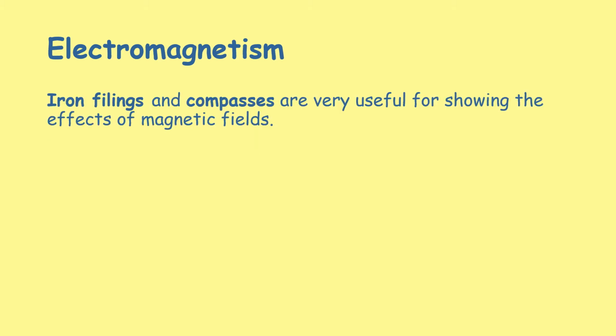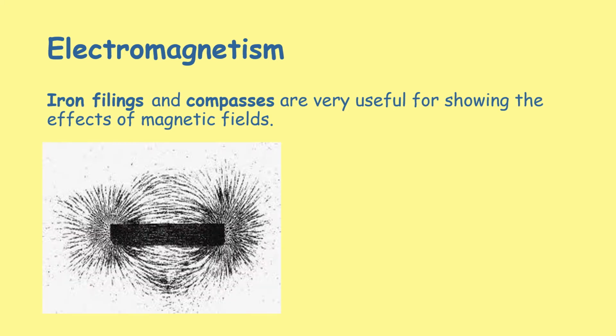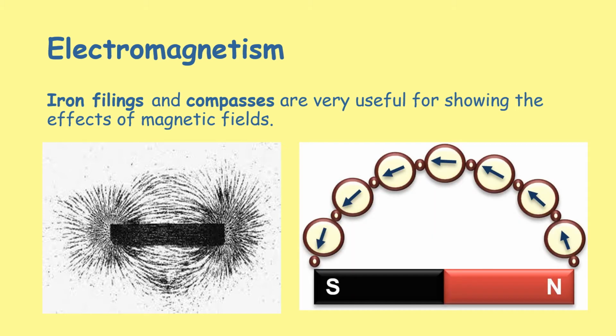Iron filings and compasses are very useful for showing the effects of magnetic fields. In the picture on the left, you can see a magnet in the middle, and the iron filings around the magnet are showing the magnetic field. And on the right is a diagram of a compass and the magnetic field next to that.